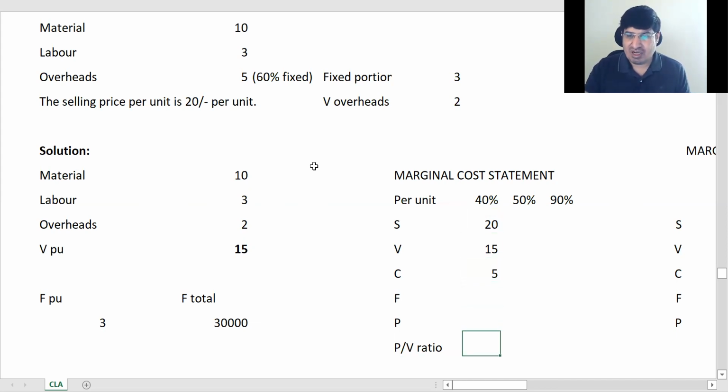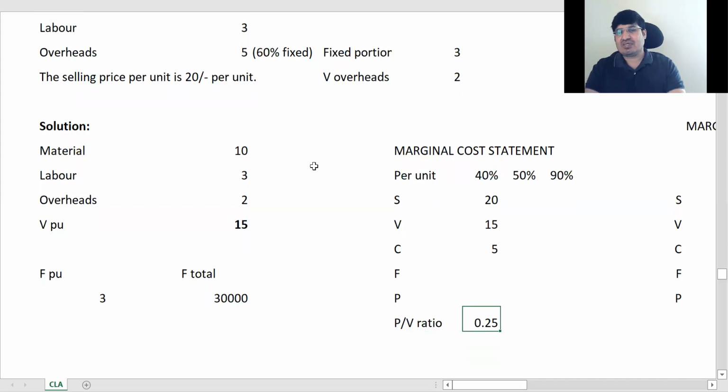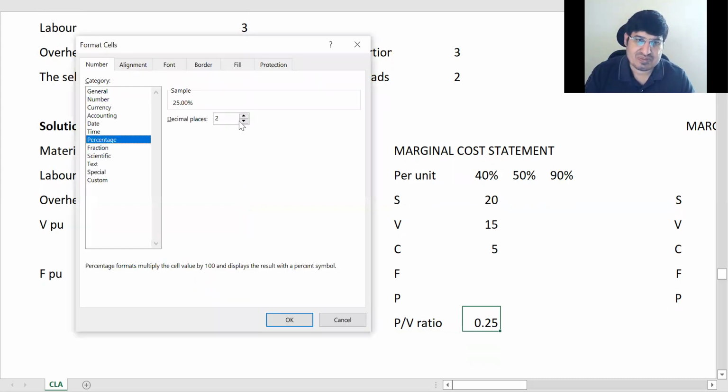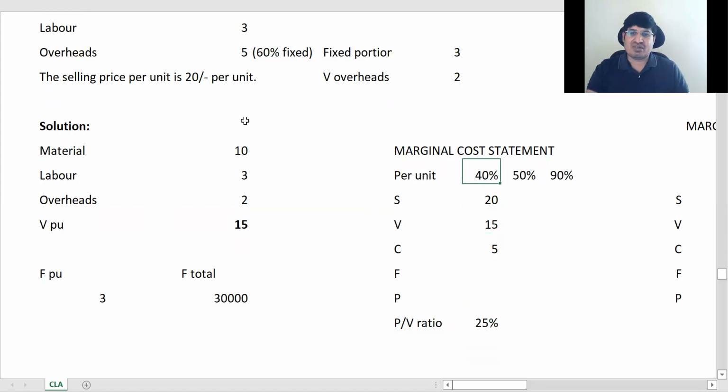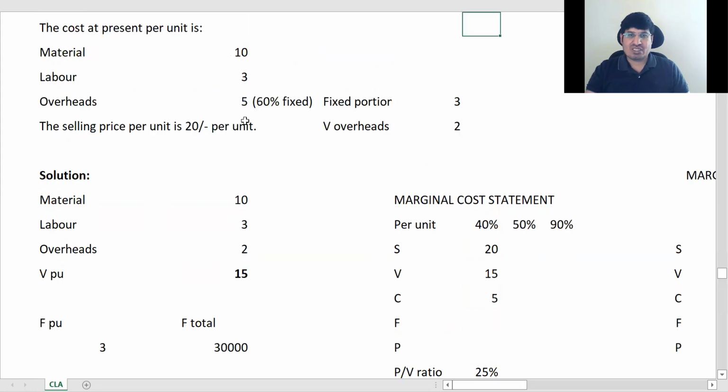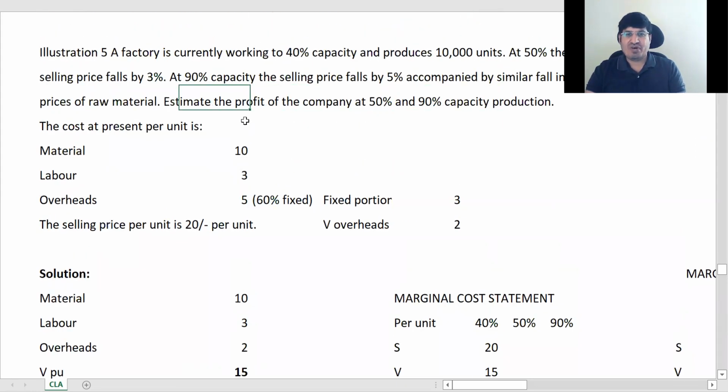And here below, I am taking out PV ratio. It will be contribution upon sales into 100, right? Contribution upon sales. So it's in decimals. We'll convert it into percentage. Okay, so now this is done. Per unit we only needed this much. And what is asked in the question? Estimate profit of the company at 50% and 90% capacity. So basically we want the total statement for 50% and 90%.